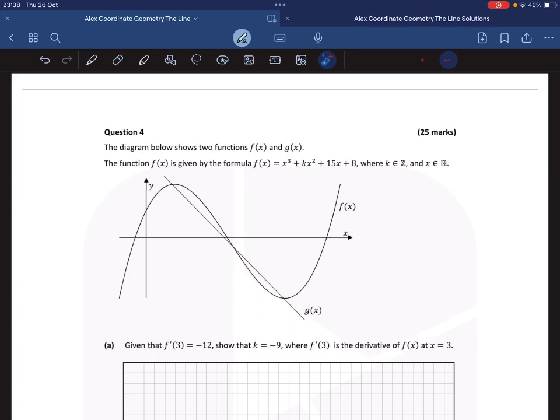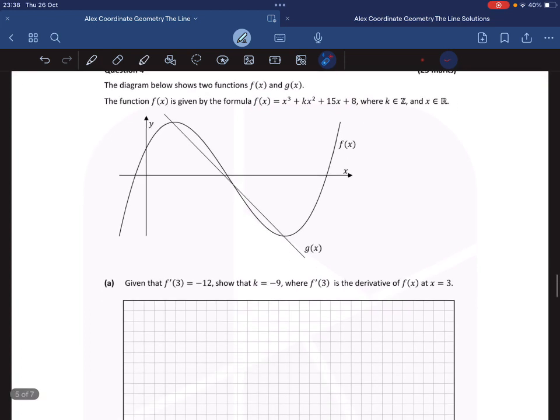So part one is not too difficult. It says the function f of x is given by the formula f of x is equal to x cubed plus kx squared plus 15x plus 8, where k is an integer and x is a real number. Given that f prime of 3 is equal to negative 12, show that k is equal to minus 9, where f prime of 3 is the derivative of f of x at x equals 3.